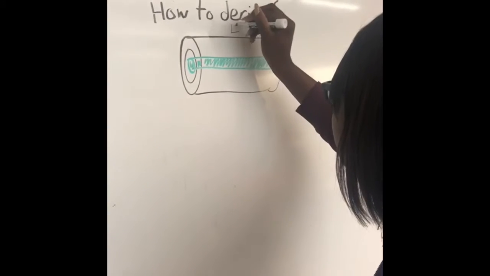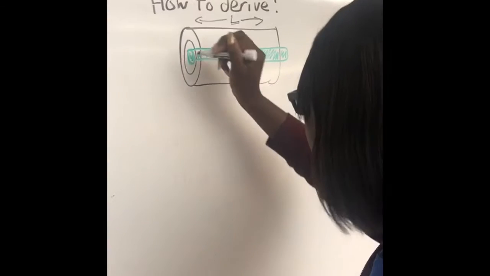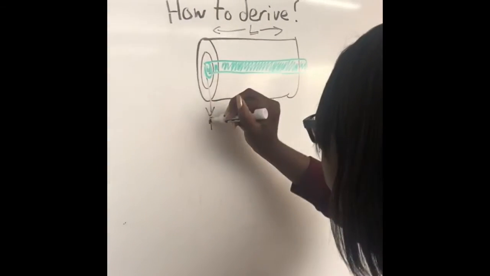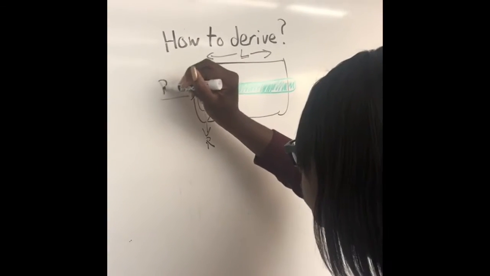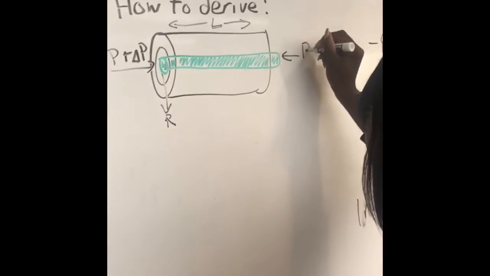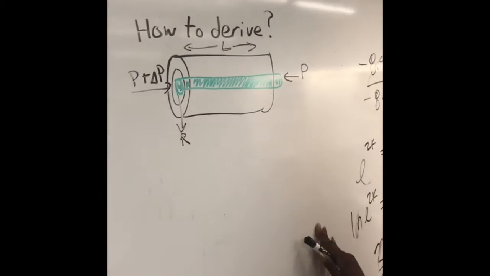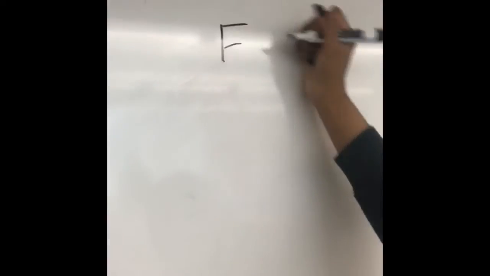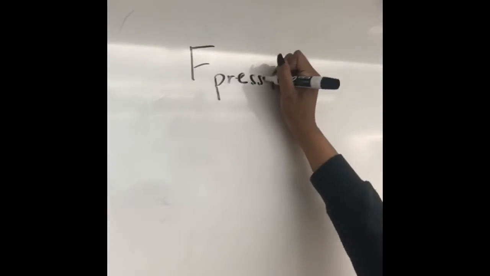Right now I'm going to be labeling the length L, and then the distance from the center, which is R. On this side I have the driving force due to the pressure difference, and on the other end I have the viscous drag force, which opposes motion. Now we'll be going into more detail about the two opposing forces.